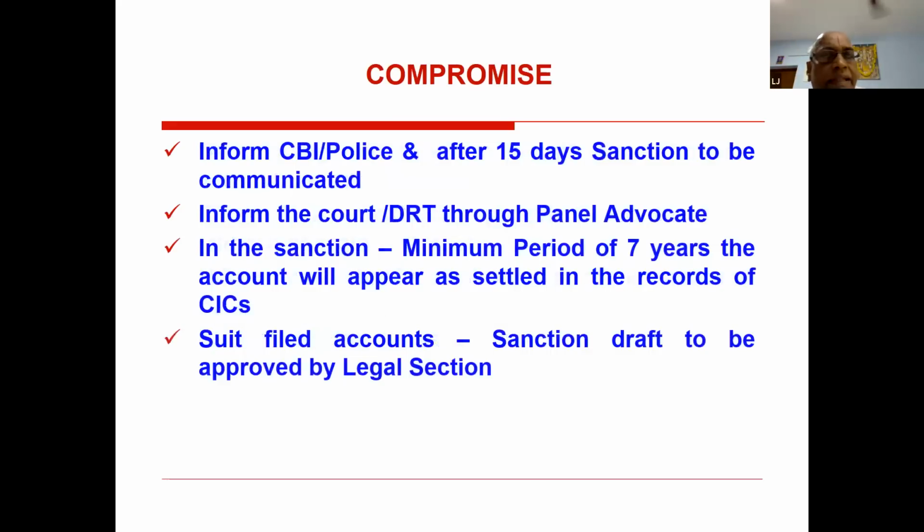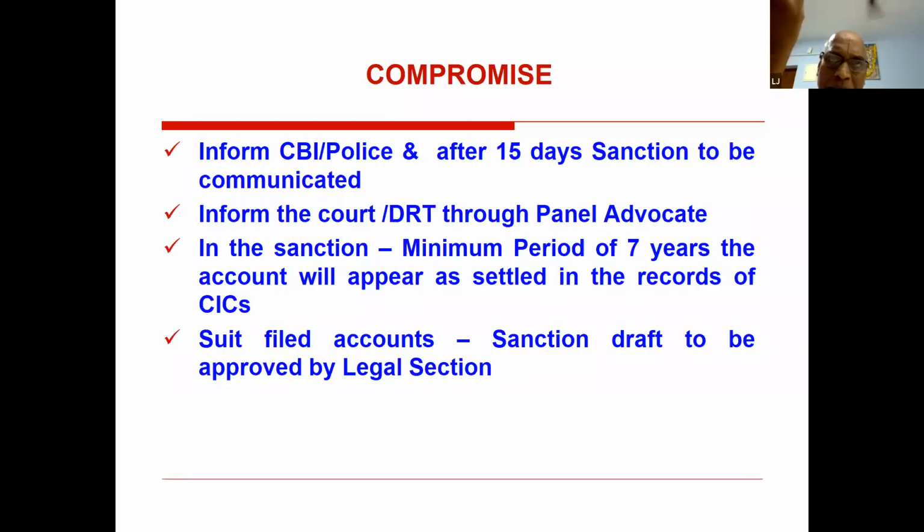Then, if there is a police case, a CBI case or a vigilance case involved, you have to intimate those authorities stating, we have sanctioned an OTS for this borrower and we are going to communicate the sanction to the borrower. After sending the letter, please wait for 15 days. If there is an objection from them, do not convey the sanction to the borrower. If there is no objection, or if they have not replied to your letter and 15 days are over, you can convey the sanction to the borrower. In the case of ECGC and CGTMSE, only after getting their permission can you convey the sanction. In the second case, wait for 15 days.